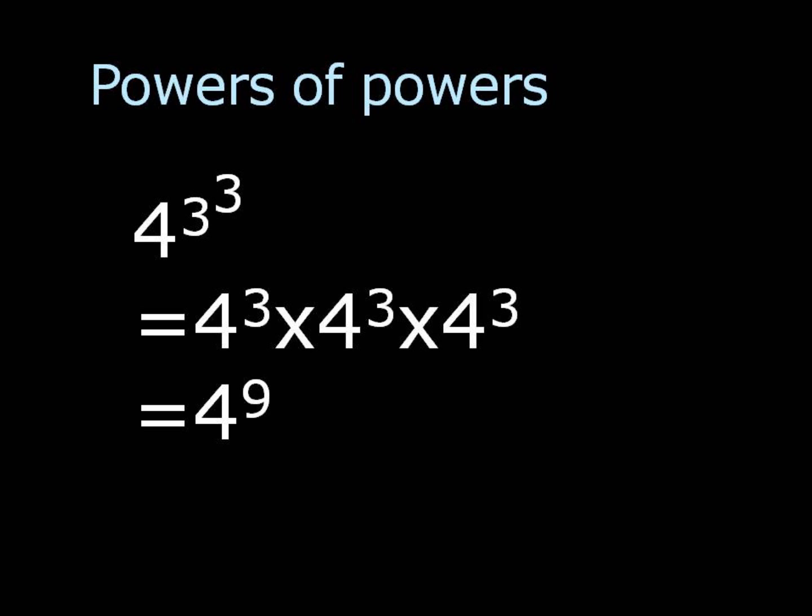Another example: 4 to the power of 3 to the power of 3 means 3 lots of 4 to the power of 3 multiplied together. So again, by the law of exponents, that will be 4 to the power of 9. And 9 is 3 times 3.